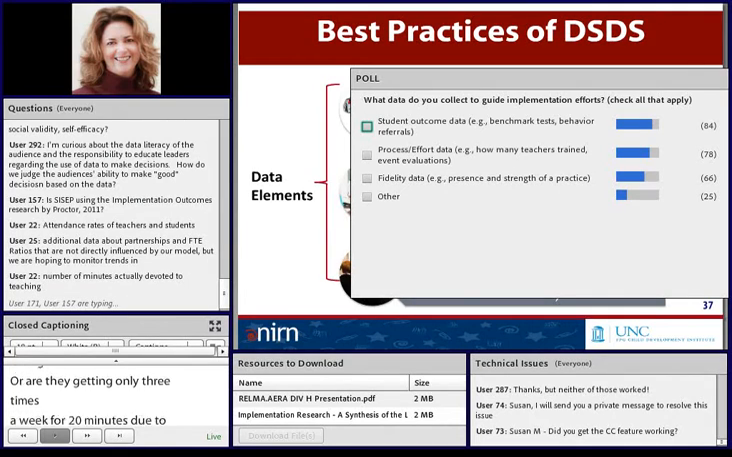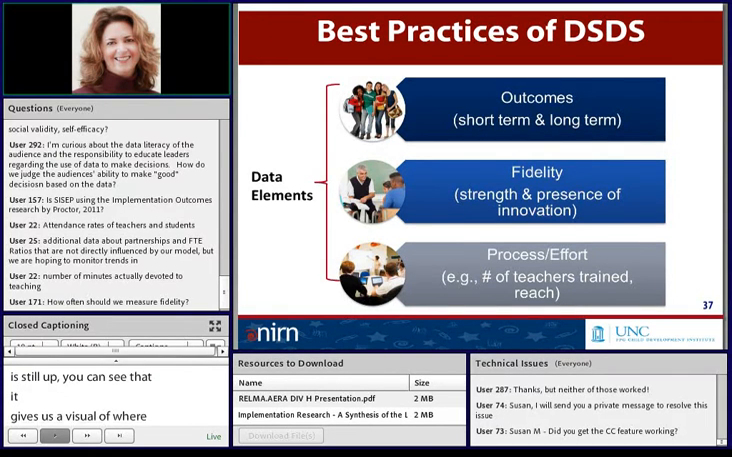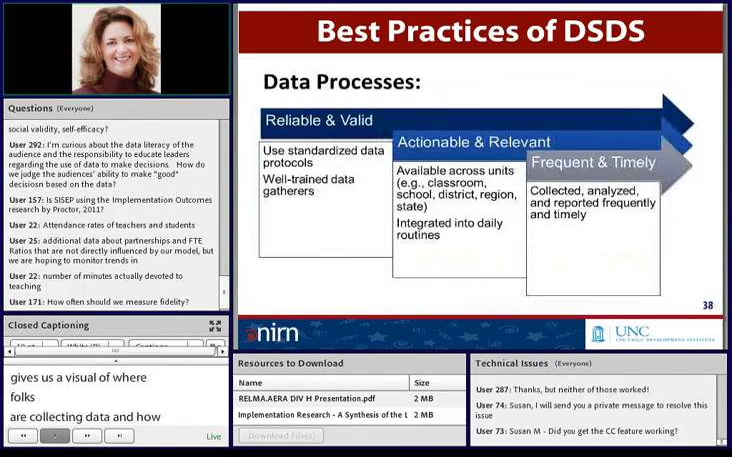All right, thank you, you can move that poll on back over. I'm glad to see the numbers go up, but you can see that it gives us a visual of where folks are collecting data and how they're using it. Now let's go into using the data. So it's one thing to collect it.